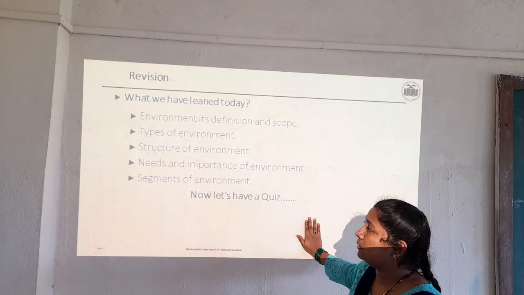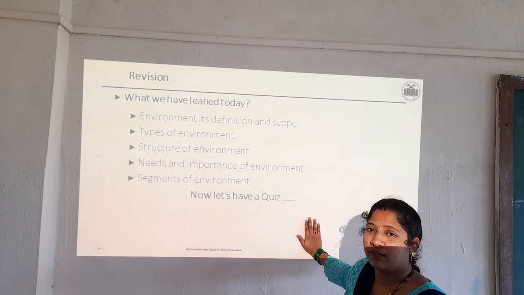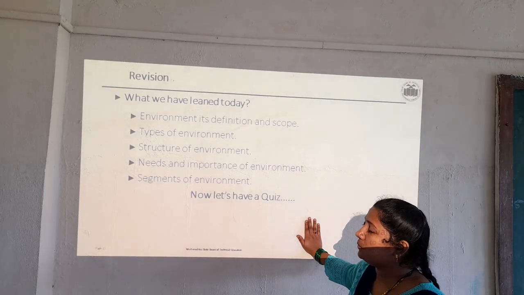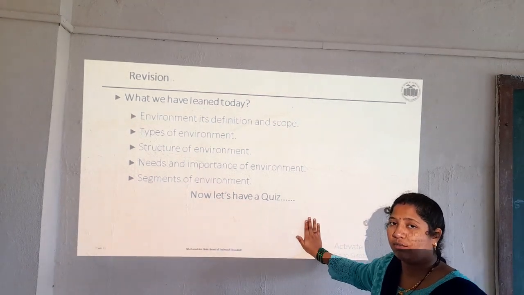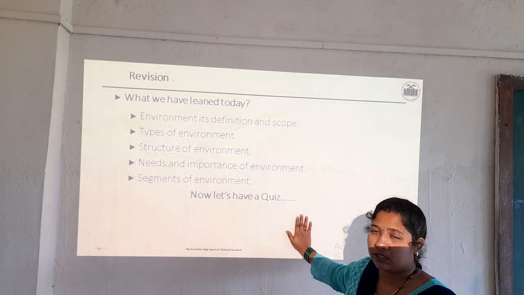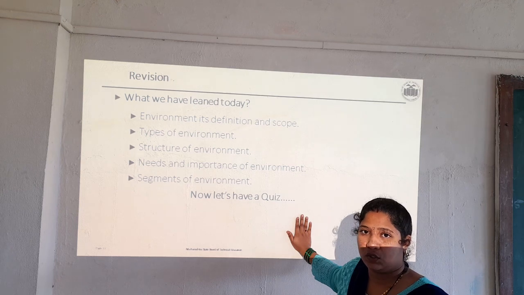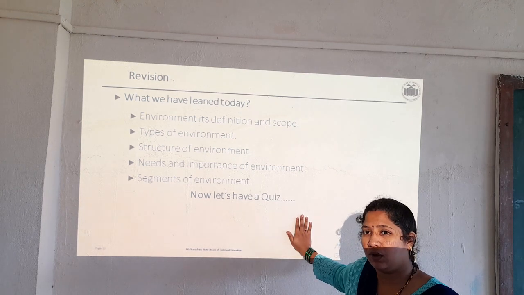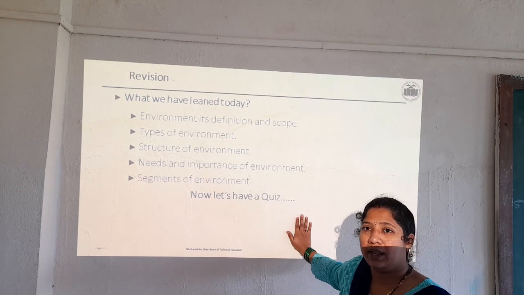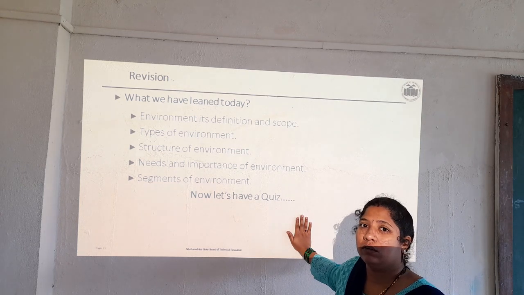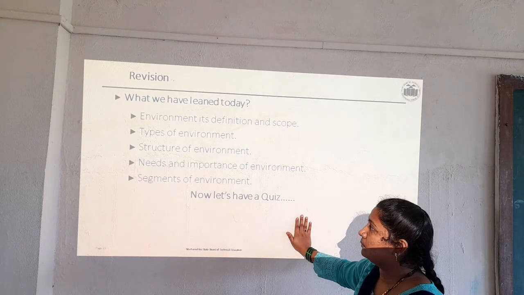Structure of environment. What is meant by structure of environment? There are two types of structure of environment: physical environment and biological environment. In a physical environment, liquid, solid and gases are there, and in biological environment, animals and plants are there.